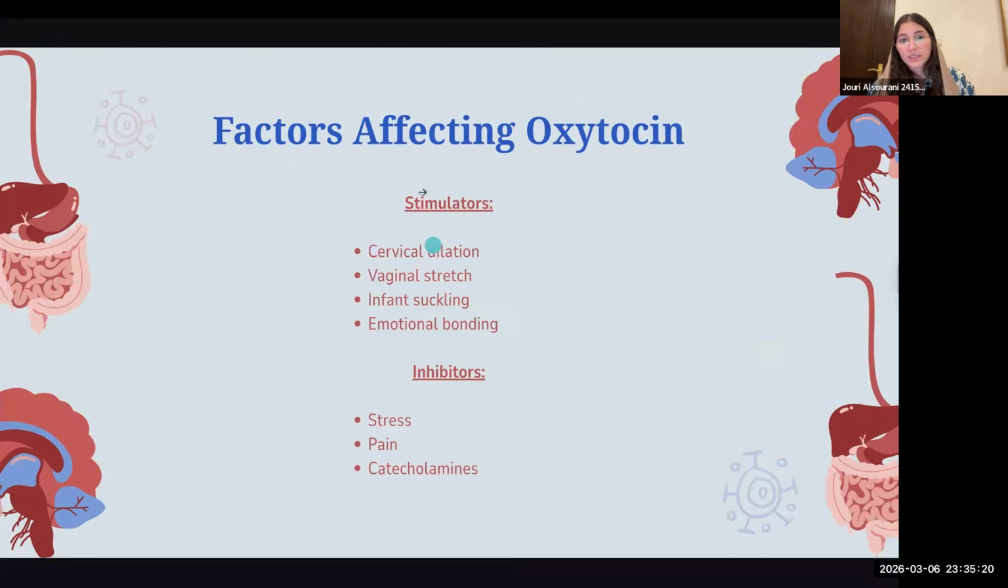Some of the factors that affect oxytocin are cervical dilation, vaginal stretch, infant suckling on the nipples, and emotional bonding between the mother and the baby, which will also stimulate the release of oxytocin. Inhibitors are stress, pain, and catecholamines.